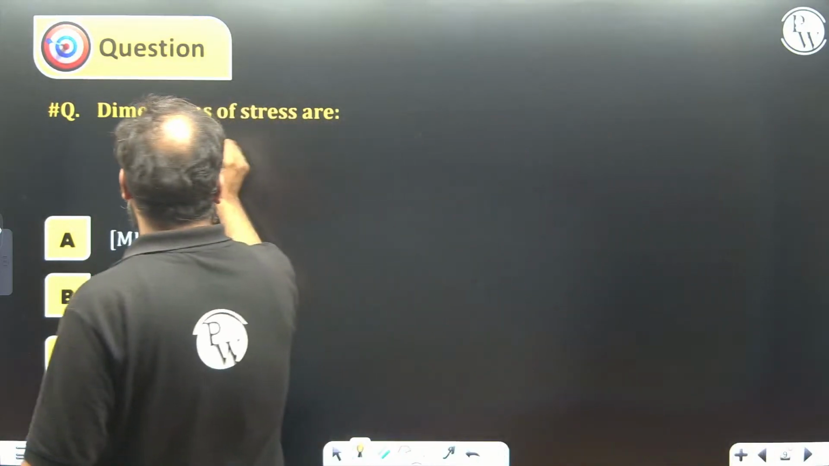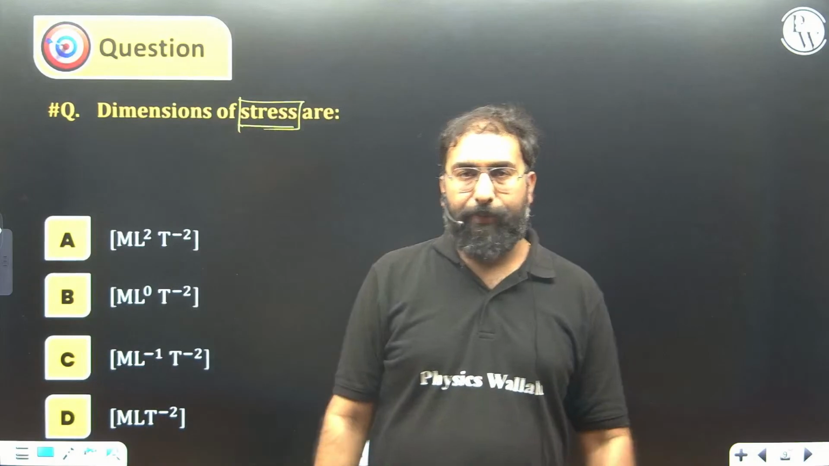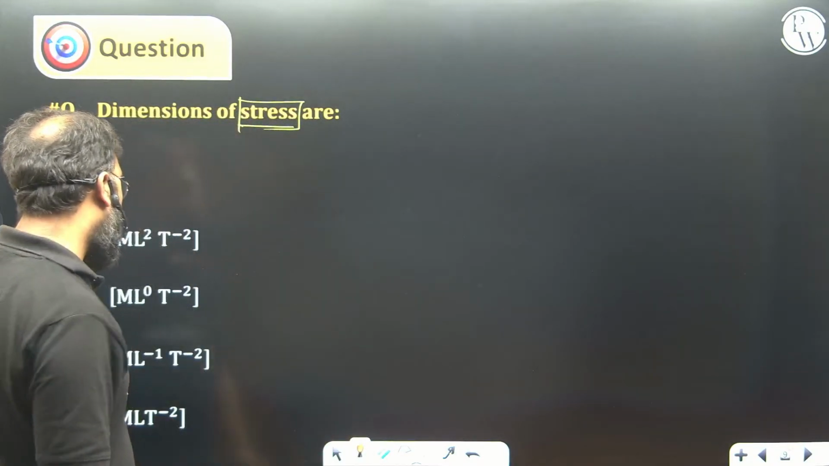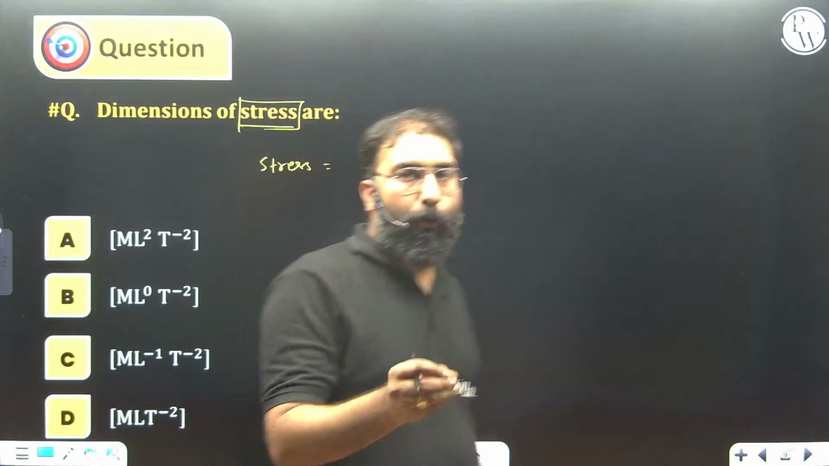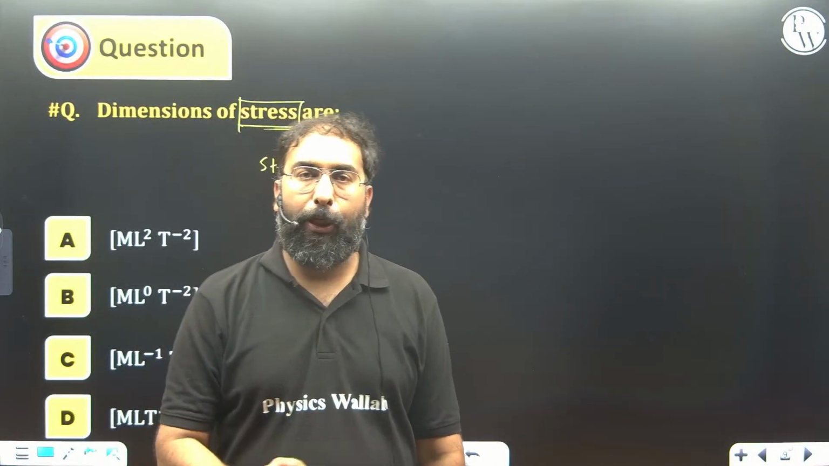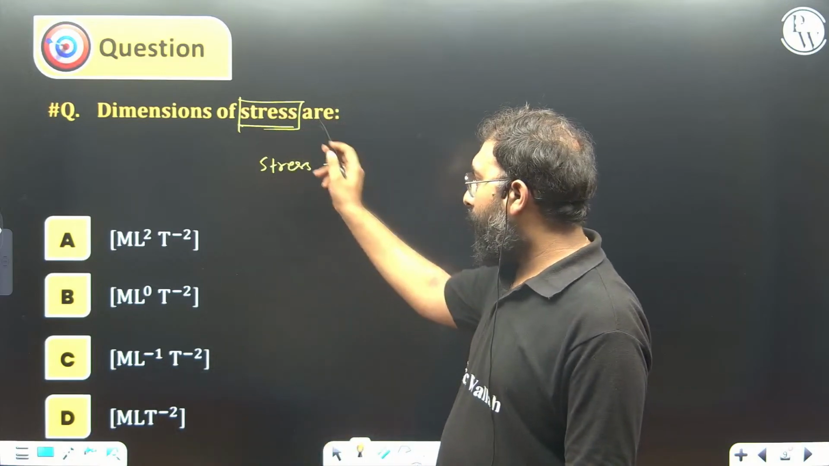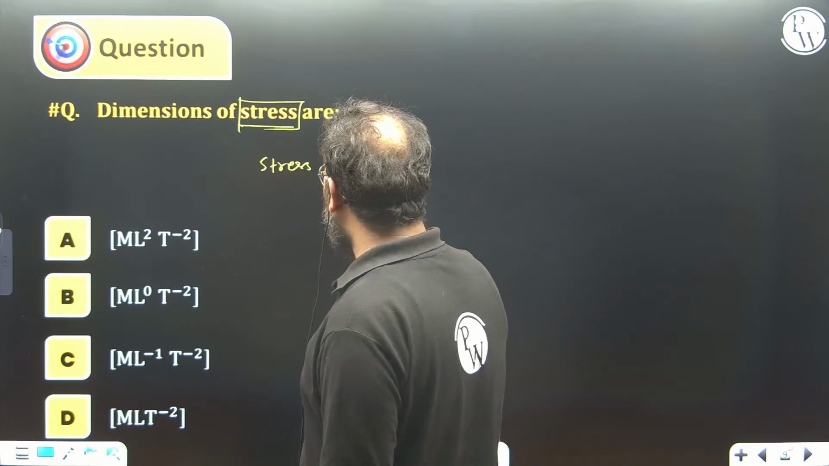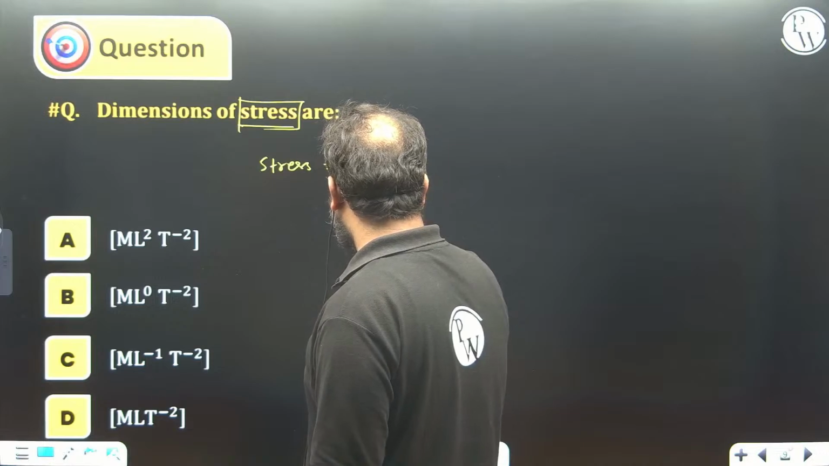Here they have asked the dimension of stress. This particular physical quantity has been asked multiple times, to write down the dimension or the unit of stress. So we'll discuss this one. So stress is defined as what? This particular physical quantity you will encounter in mechanical properties of solids. When you study that chapter, you discuss stress, strain, Young's modulus, Bulk modulus, all these types of quantities. So stress is what? Force applied perpendicular on that body divided by area of cross section.